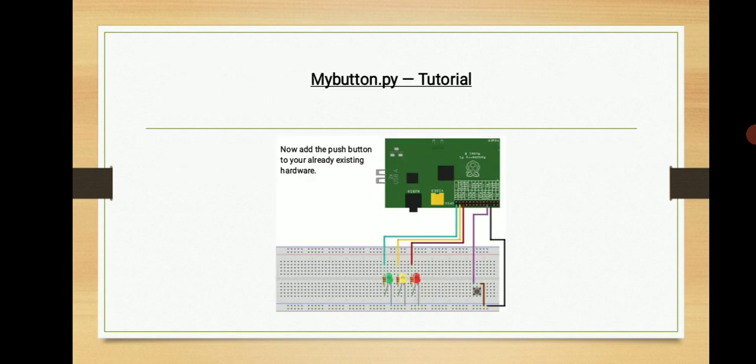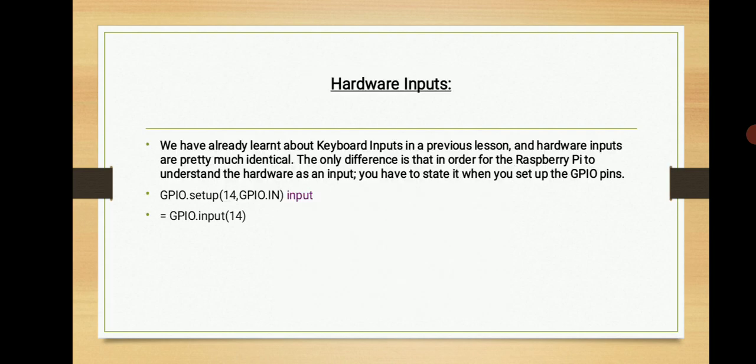Next is the my button.py tutorial. You can see the violet wire connected to the breadboard, from the LED, the green LED, yellow LED, and red LED from the Arduino.